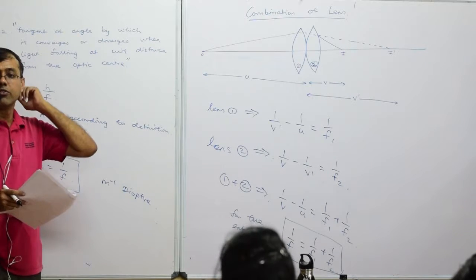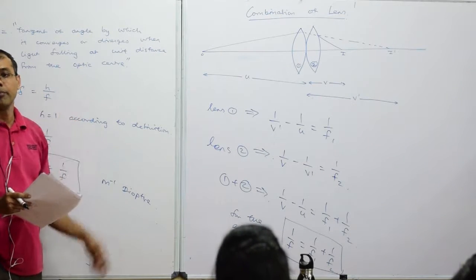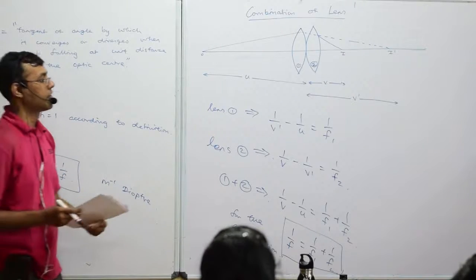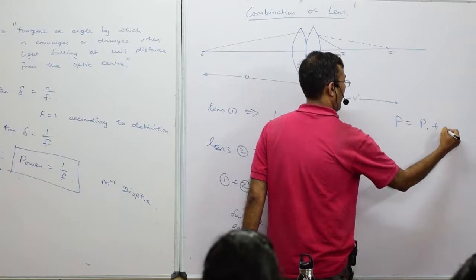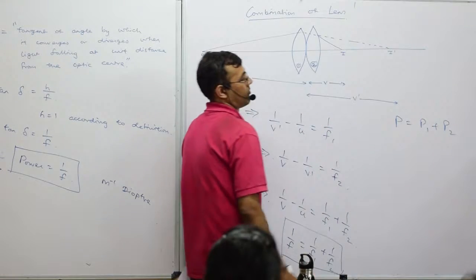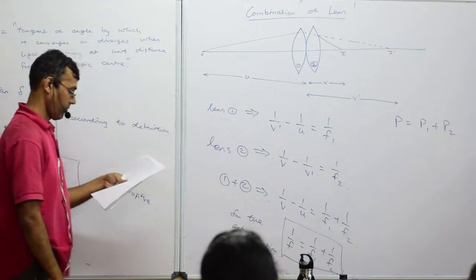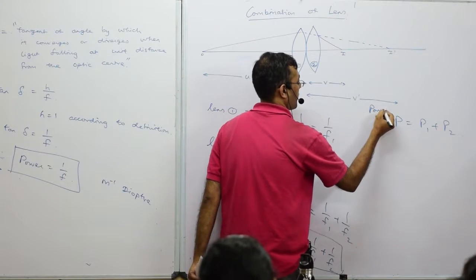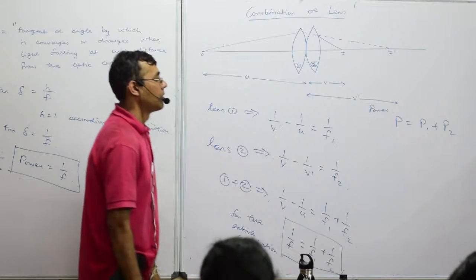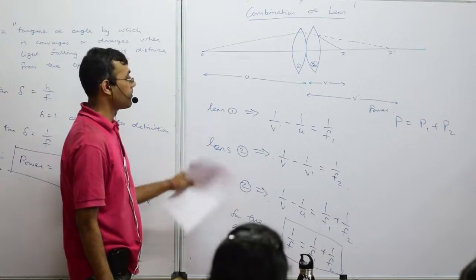But what is 1 by f? Power, right? Which means I can write it as P is equal to P1 plus P2. Okay, because P is power. Power of the combination is going to be power of lens 1 plus power of lens 2.